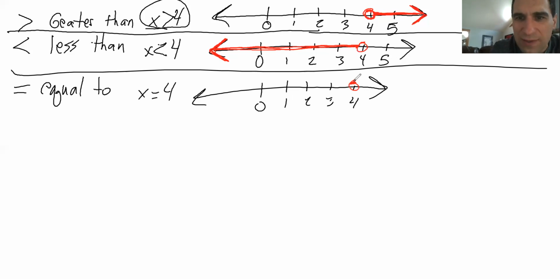Now notice what I do with this. This isn't an open circle anymore. I'm using a closed circle to mean that my variable x is this particular number right here, okay?